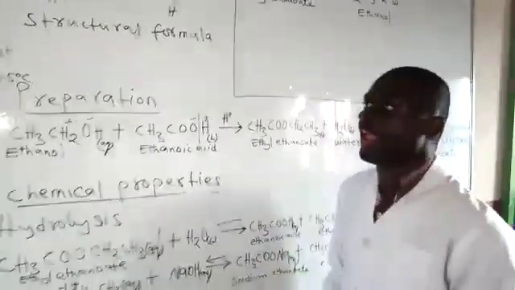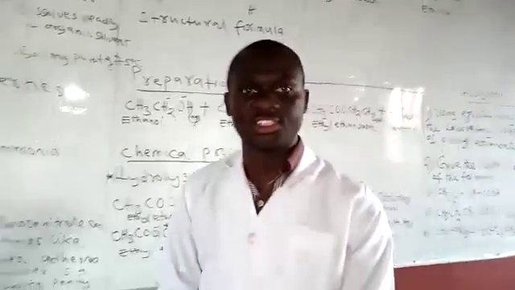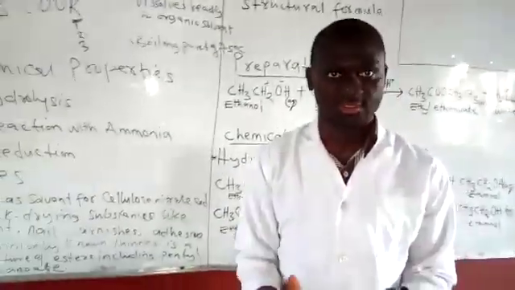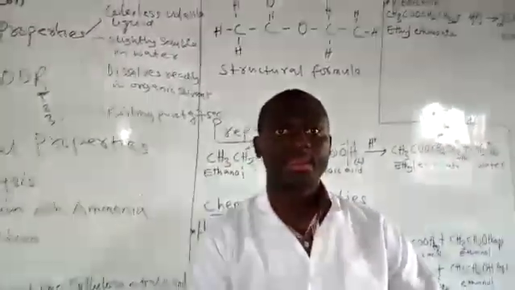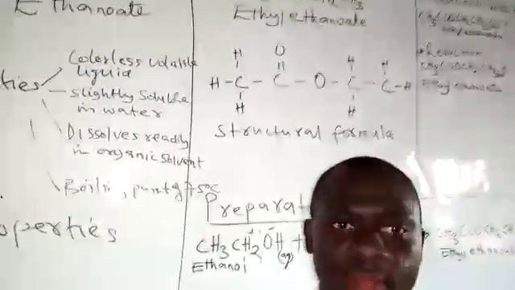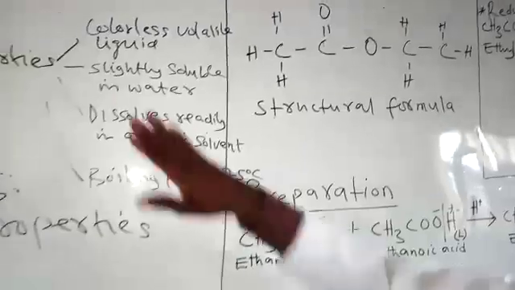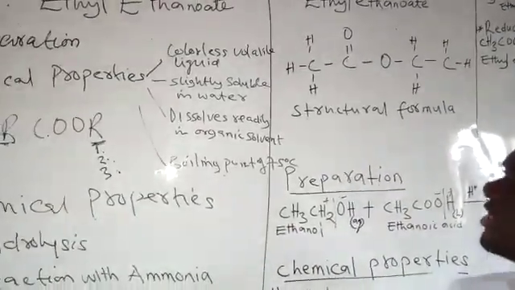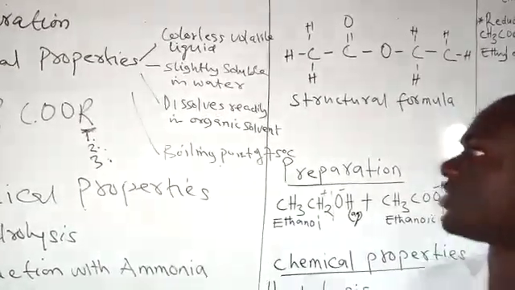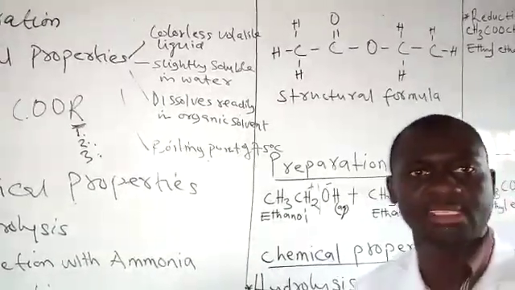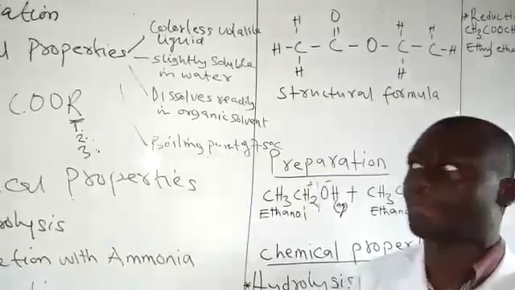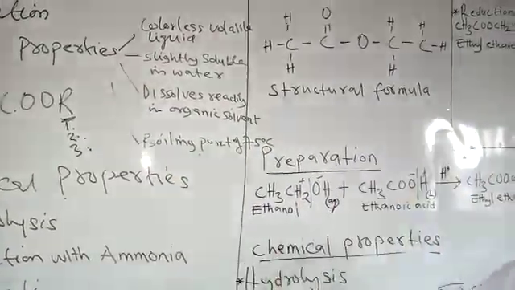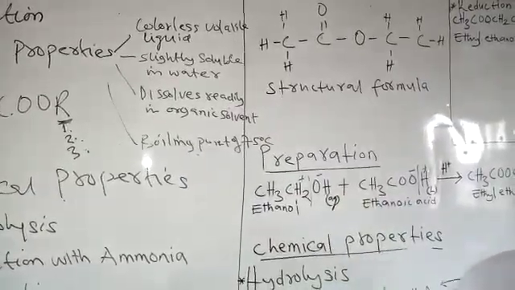The next is physical properties of ethyl ethanoate. Number 1, ethyl ethanoate is a colorless liquid. It is volatile, and it dissolves sparingly in water, but dissolves readily in organic solvents such as chloroform, esters, benzene, hexane, and the rest of them. Ethyl ethanoate also has a boiling point of 75 degrees Celsius.